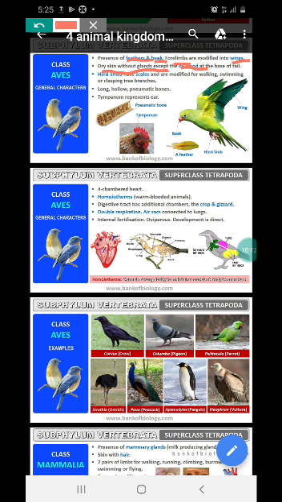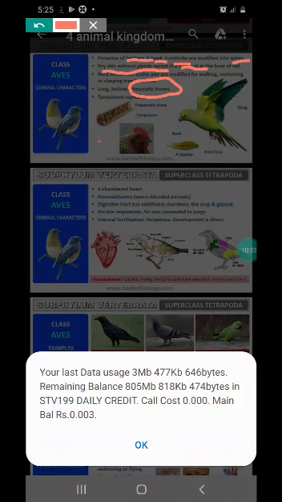Clear? And one of the special features about Aves is the presence of long, hollow, pneumatic bones. What do you mean by pneumatic bones? Presence of air inside the bones. And all this will give the bone or the whole body lightweight, which is an adaptation to flight. Clear, children?